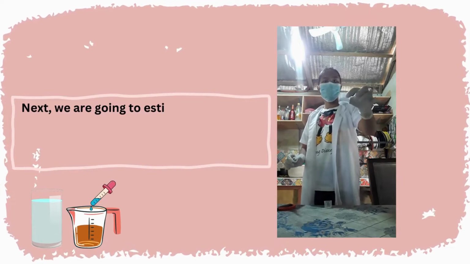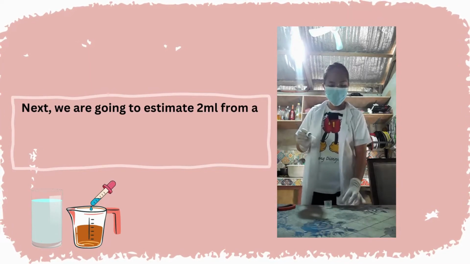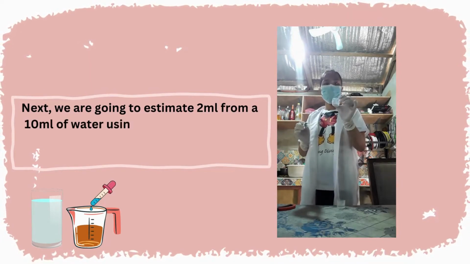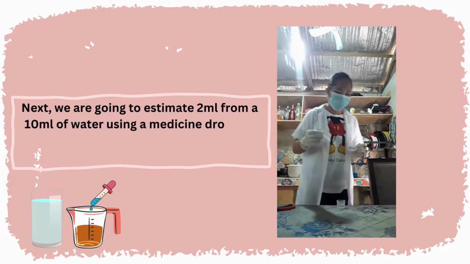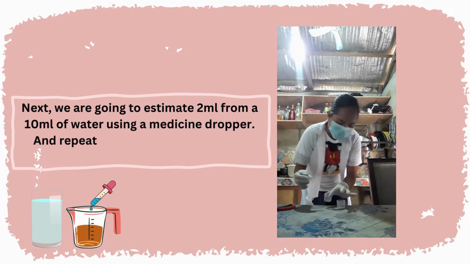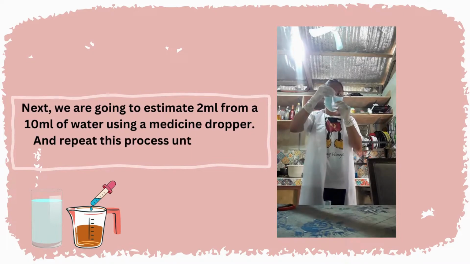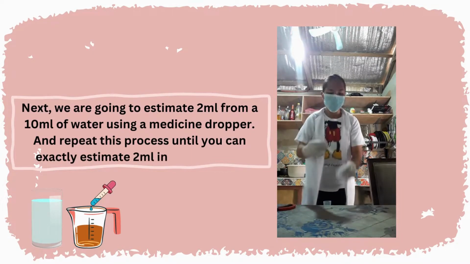Next, we are going to estimate 2 ml from a 10 ml of water using a medicine dropper and repeat this process until you can exactly estimate 2 ml in just 2 pumps.